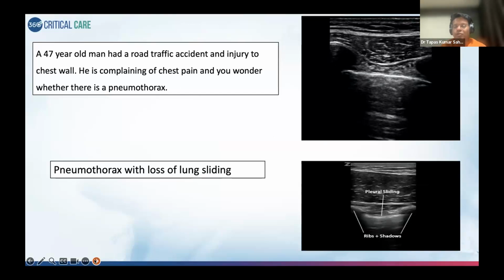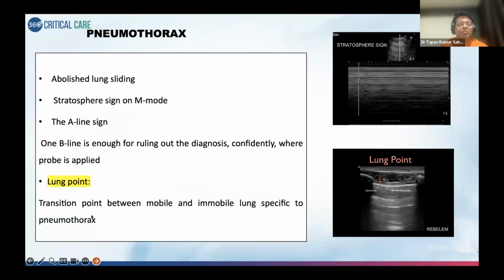I know everybody in this group knows what is meant by absence of lung sliding and what the typical ultrasound findings of pneumothorax are, so I'm not going into detail. Yes, excellent, Jaideep. So you have to frame your answers in a better way. Now, pneumothorax: abolished lung sliding, stratosphere sign on M mode, A line sign, no B line. Remember, one B line is enough for ruling out the diagnosis confidently where the probe is applied.